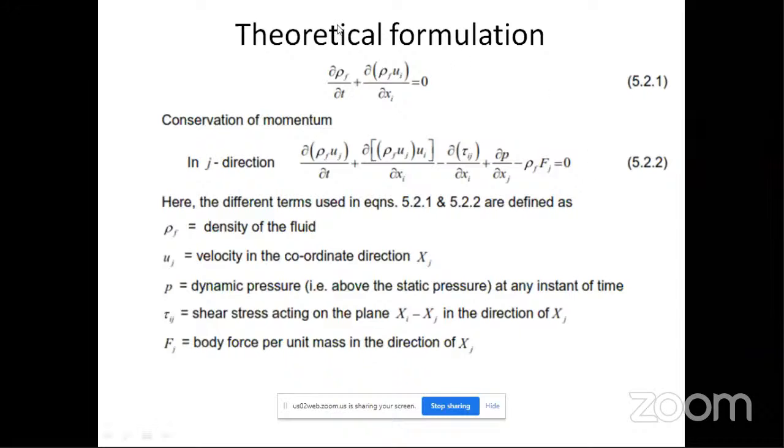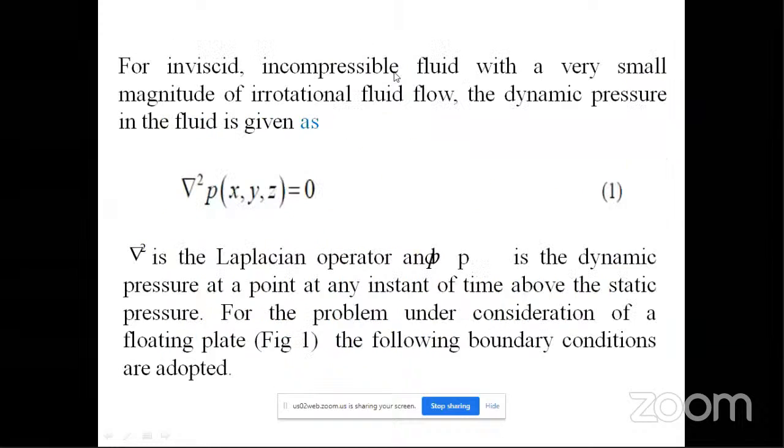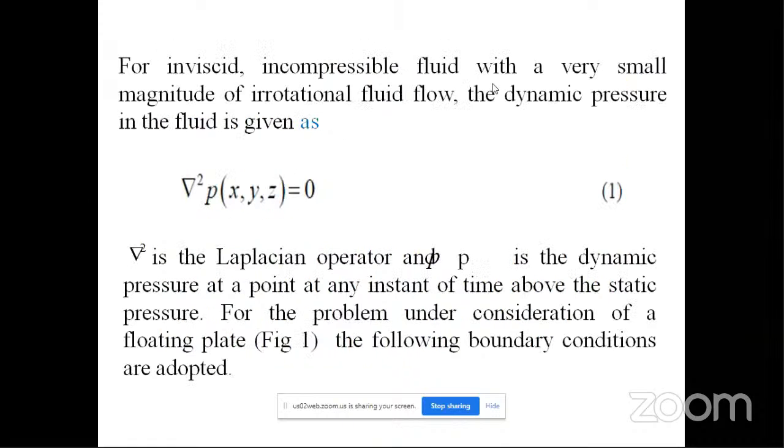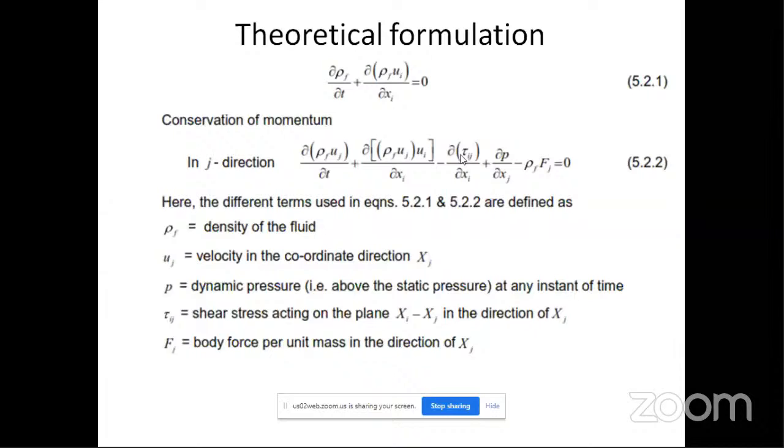This is the general continuity equation. Then I will simplify it. The density, rho, is varying with time, but afterwards we will make it incompressible, so this term will not be there.